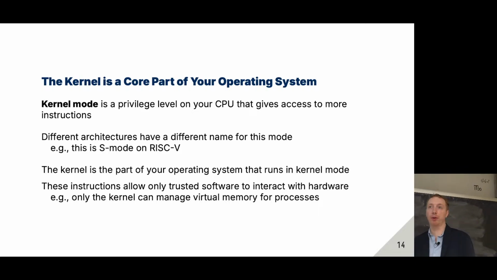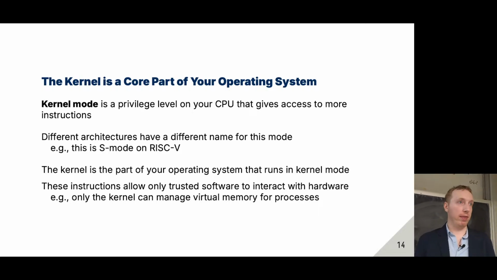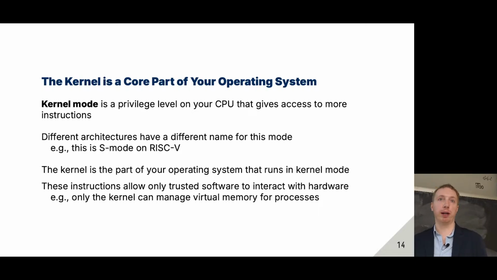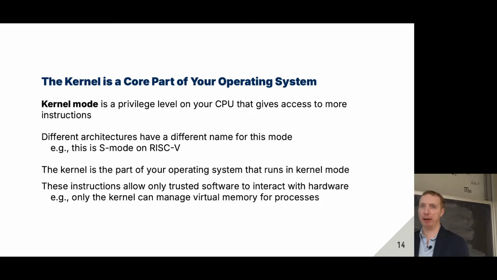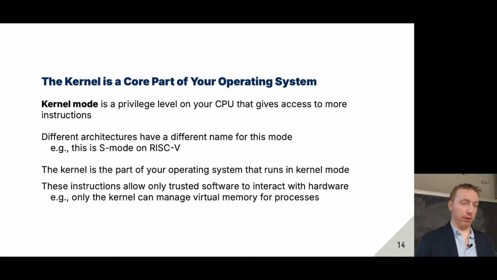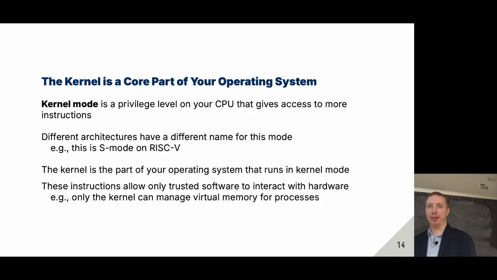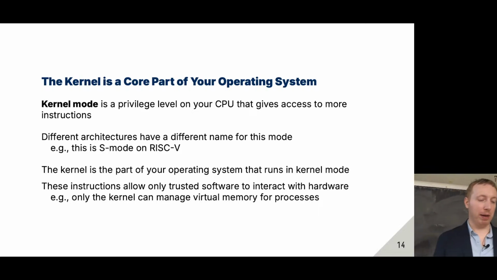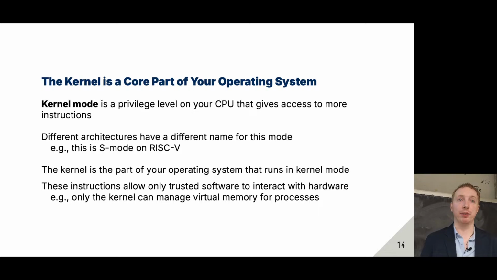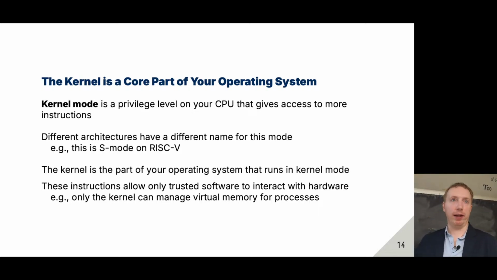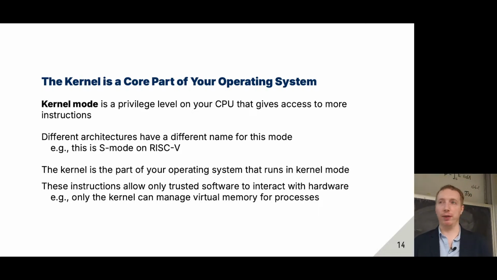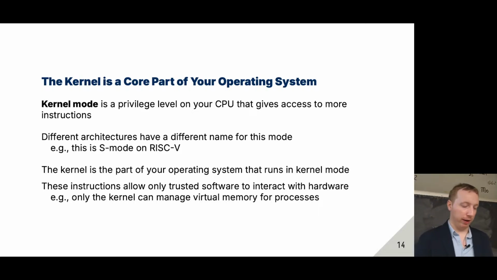Like I said, these kernel mode instructions are the security measures. They only allow trusted software to interact directly with hardware, and that trusted software is called the kernel. It gets to control everything, and that's the main part of your operating system. For example, for security, the kernel is the only thing that is allowed to manage virtual memory for processes because it is in charge of security. If the kernel has an error in it and other processes can start reading each other's memory, then you essentially have no security anymore. Any process can go ahead and read your bank account information or anything like that.